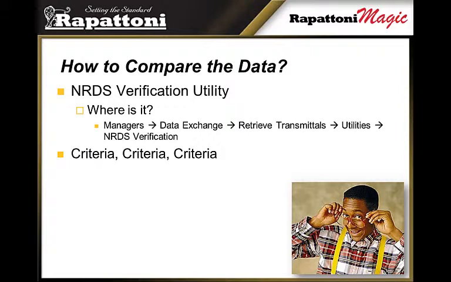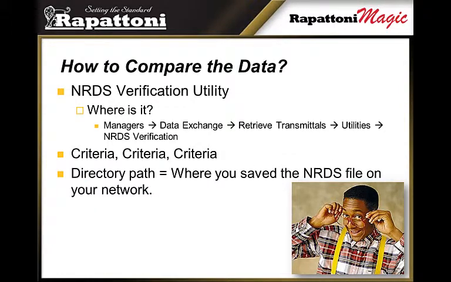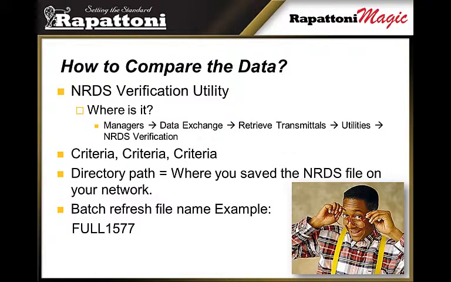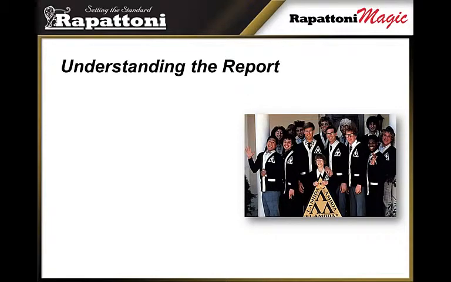Always, we want to pay special attention to our criteria. That's going to make the difference in what we see on our report. We're going to establish a directory path wherever you decide to save that NERDS file on your network. And we're going to enter in the name of the file. For example, in our case, it was full 1577, followed by the file extension of zip. And now Mark is going to show us how to take a look at that report and make sense of it.